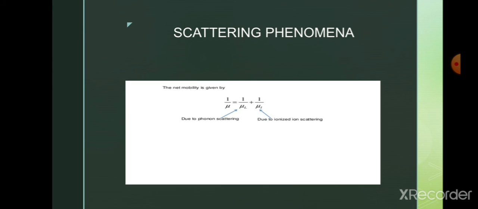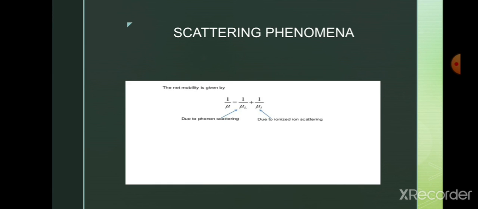The probability of a collision taking place in unit time, 1 by τc, is the sum of the probabilities of collisions due to various scattering mechanisms. We can say that 1 by τc is equal to 1 by τc lattice plus 1 by τc impurity, and so the mobility can be given by 1 by μ is equal to 1 by μL plus 1 by μI.